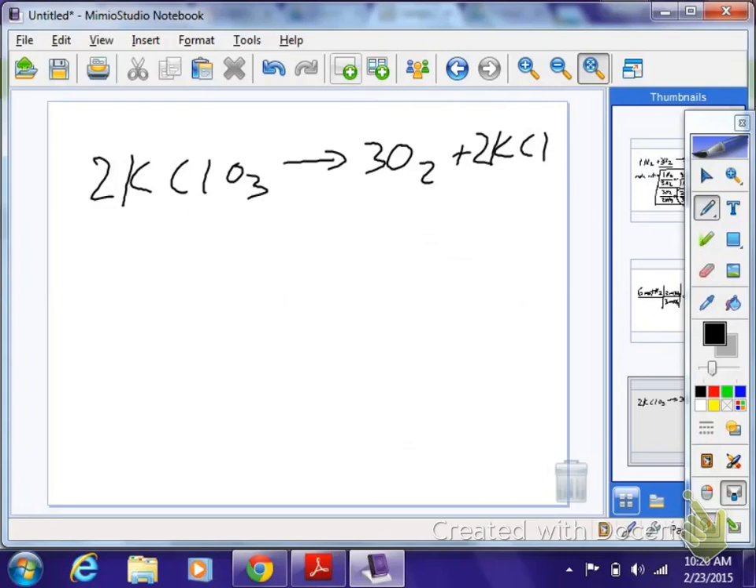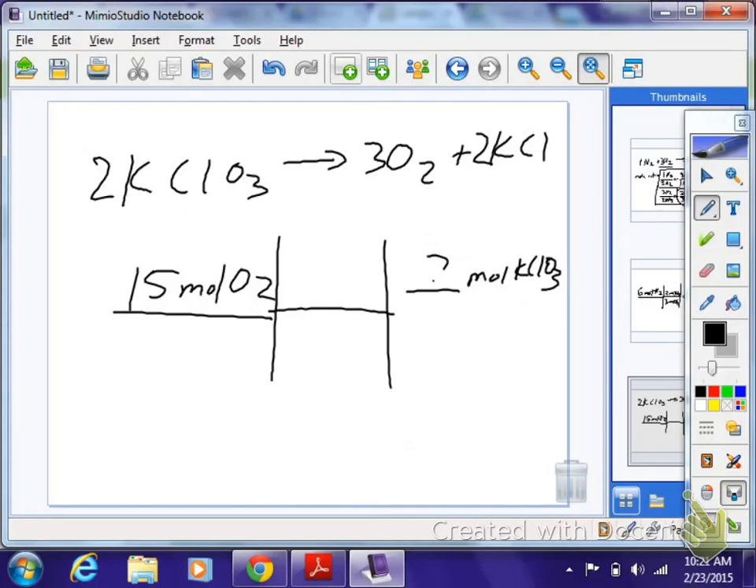So we need to find the ratio between KClO3 and oxygen. What is it going to be? A 3 to 2 ratio, or in this case probably a 2 to 3 ratio, depending upon how we want to set it up. So out in front of it, 15 moles of O2 is produced. And it wants to know how many moles of KClO3 it's going to take to make 15 moles of O2. So we're going to set up our conversion, and we're going to put our mole ratio in that next slot. You guys go ahead and do that.